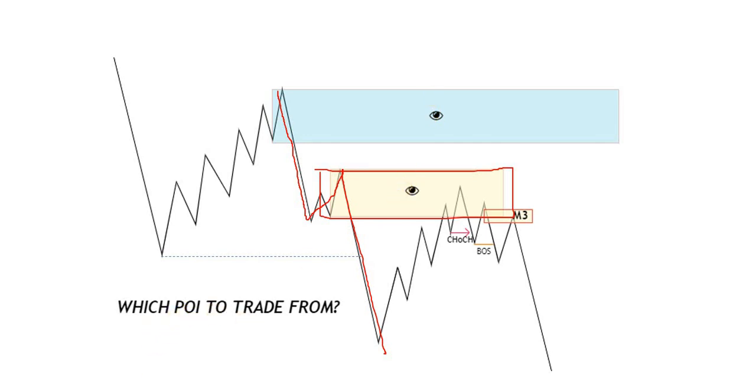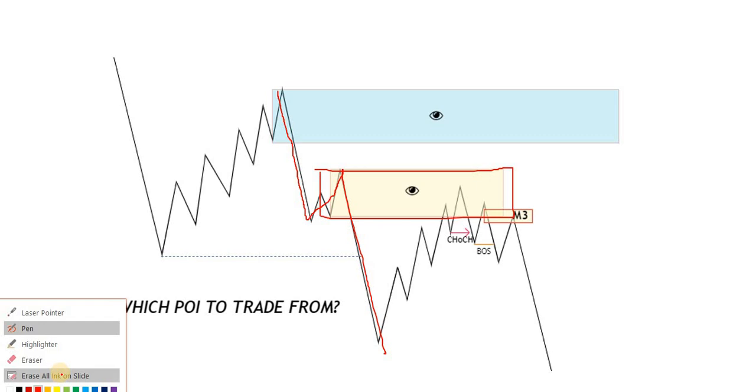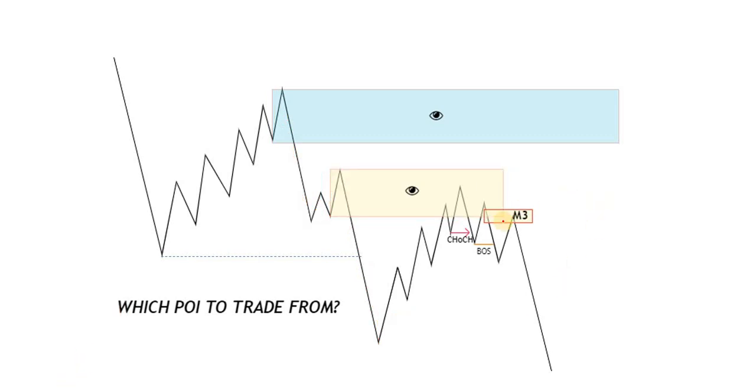So which POI are we going to trade from? We don't know. The only thing we can do is to check how price actually reacts when it gets to the POI, whether we have a change of character and a break of structure. For me, I always want to see a change of character and a break of structure before I enter and quickly take my short-term sales, as in this case.